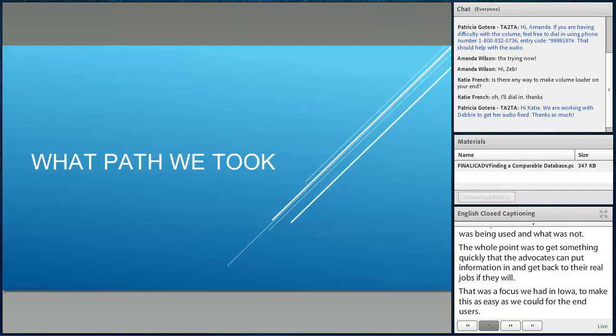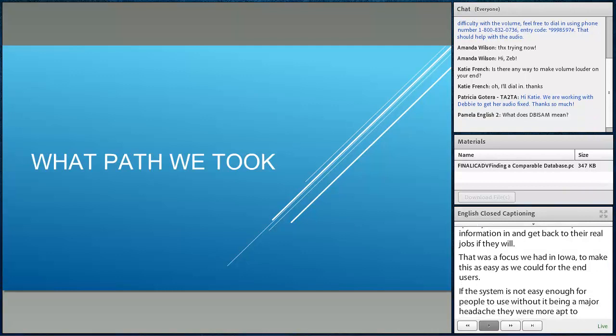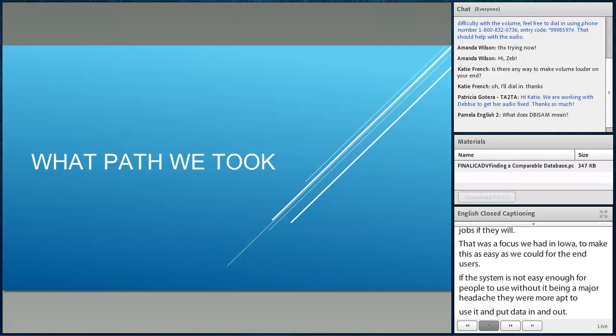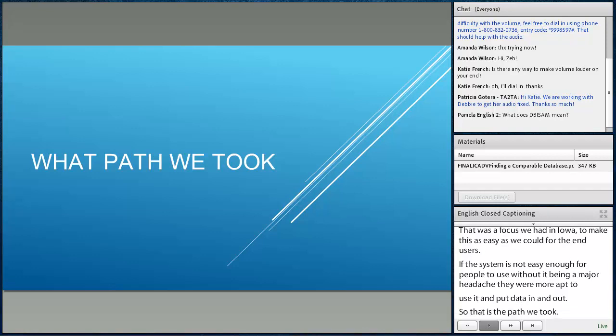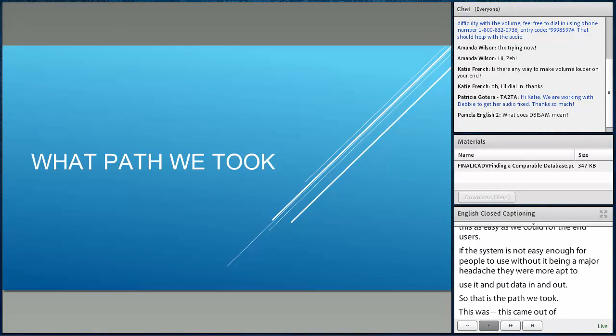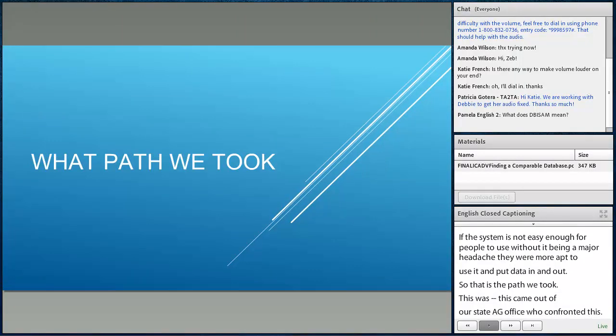So, the path we took. This was a lead, if you will, that came out of our state AG's office, who funded this. We, as a coalition here, and our sister coalition, Iowa CASA, worked together with the state to provide some guidance. We worked with NNEDV, the Confidentiality Institute, and a handful, if not more than a couple handfuls, of our local agencies.